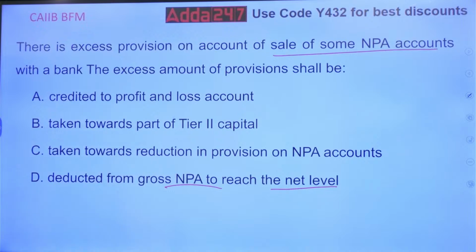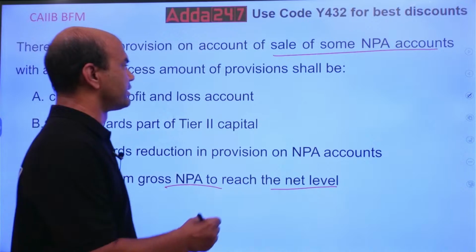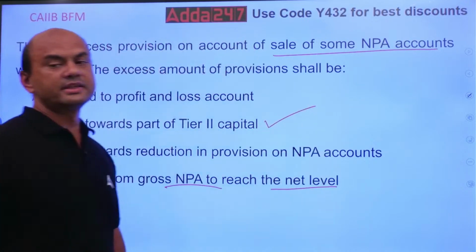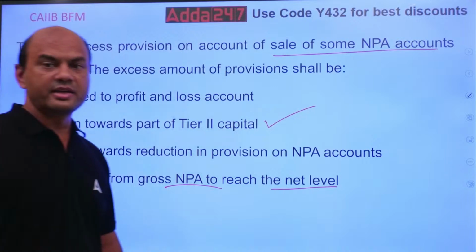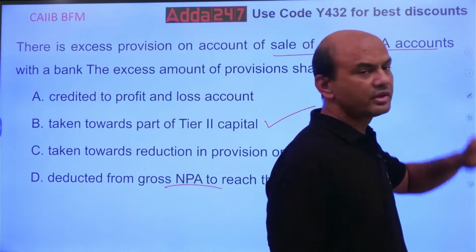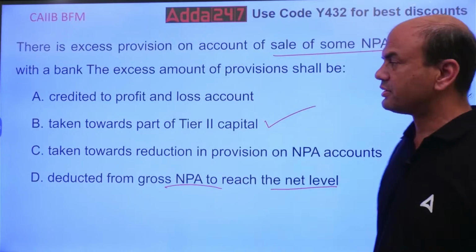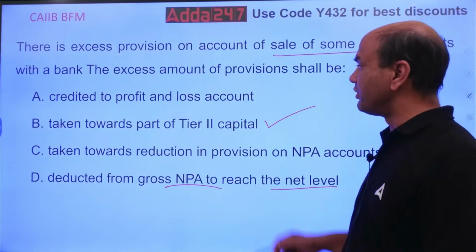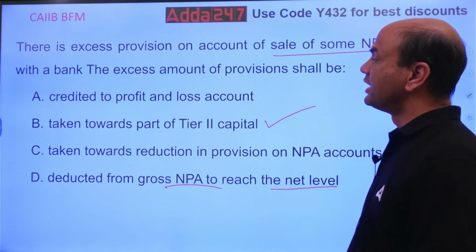Okay, it's taken towards part of tier 2 capital. So this is reversed back to part of tier 2 capital. This is the answer. It is taken towards the part of tier 2 capital. Okay. Why tier 2 capital? Now, why this answer? Why not this? Why not this? And why only tier 2?